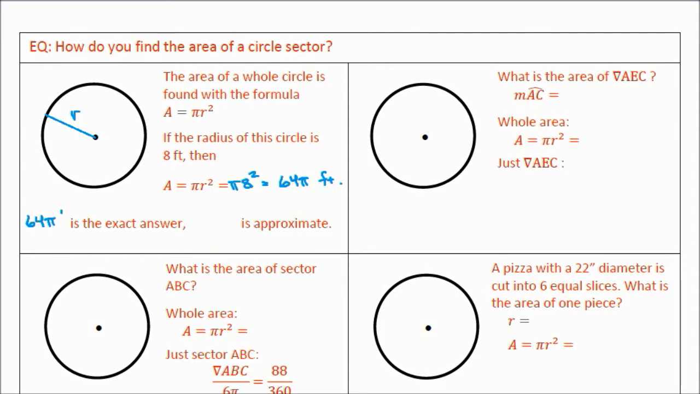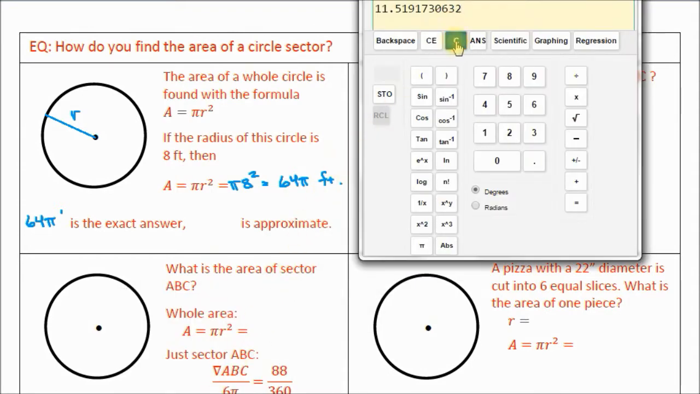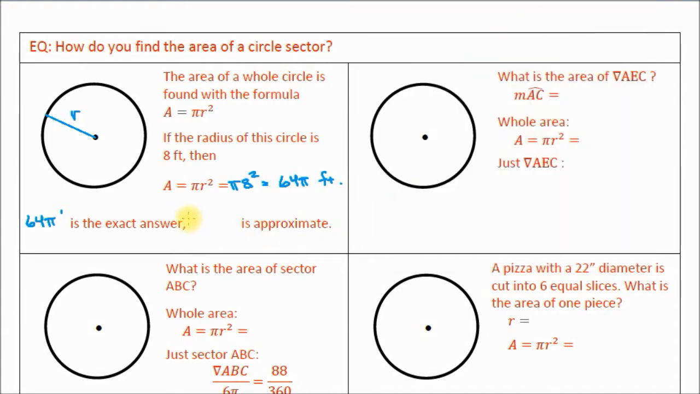The approximate answer is found by plugging in 64 times pi in your calculator and pressing equal. And we've got 201.06. We'll round that to 201.1. So 201.1 feet is the approximate area. It's not the exact answer. Once we put pi in our calculator, we are getting an approximate answer because pi does not have an exact value. The decimals go on forever.